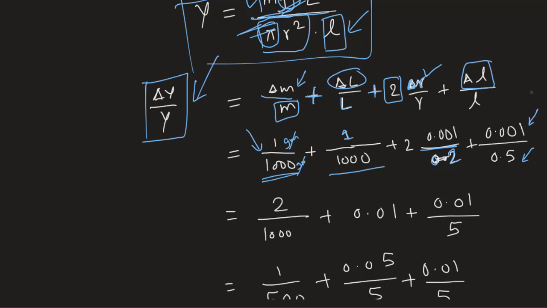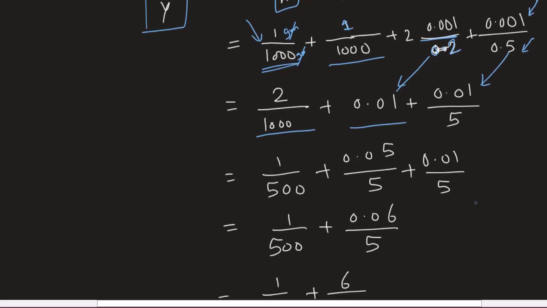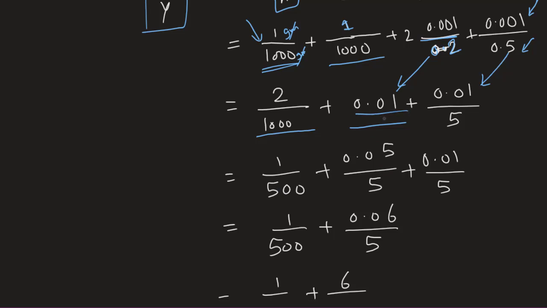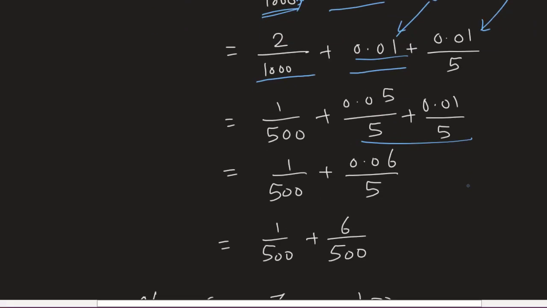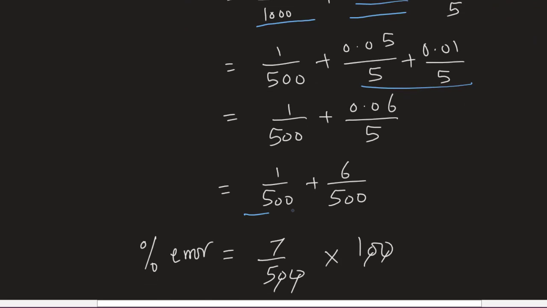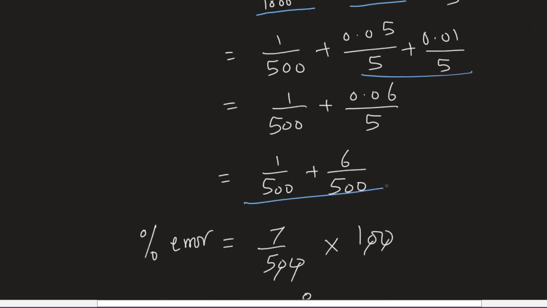Once you put this value, just keep on calculating. You will get this 2 divided by 1000, 0.01, and this will be 0.01 divided by 5. Then 1 divided by 500 plus 0.05 divided by 5. So here we are multiplying by 5 to numerator and denominator so that we can add these numbers, and then we get 1 upon 500 plus 6 upon 500.